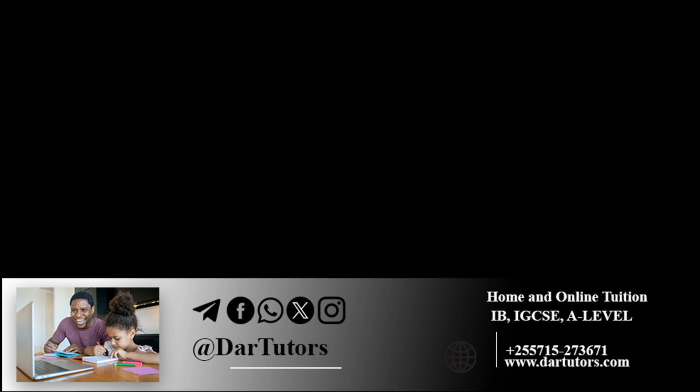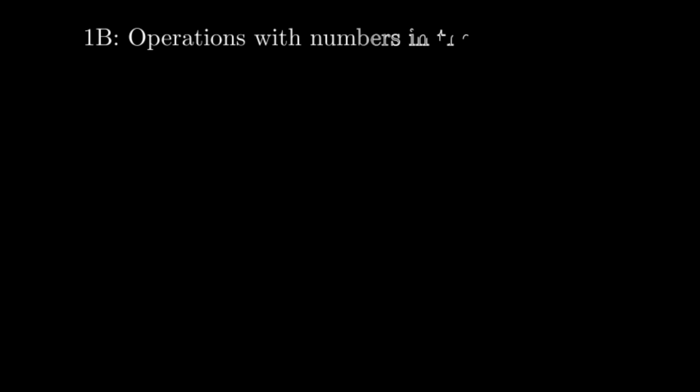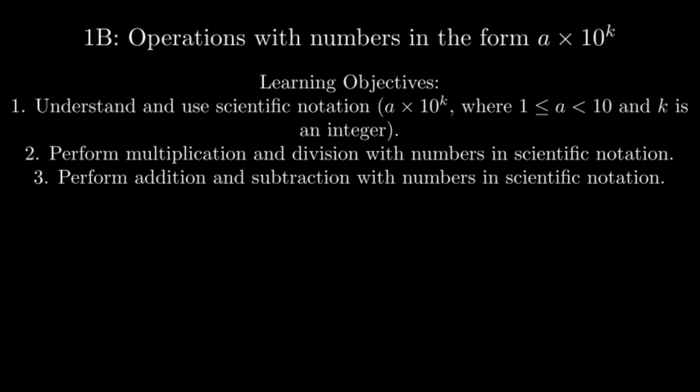Hello, class. Today, we're going to dive into a topic that's fundamental for handling very large and very small numbers in science and mathematics. We'll be focusing on operations with numbers in the form a times 10 to the power of k. This is commonly known as scientific notation or standard index form. By the end of today's lesson, you will be able to understand and use scientific notation and perform all four basic arithmetic operations: multiplication, division, addition, and subtraction, with numbers written in this form.